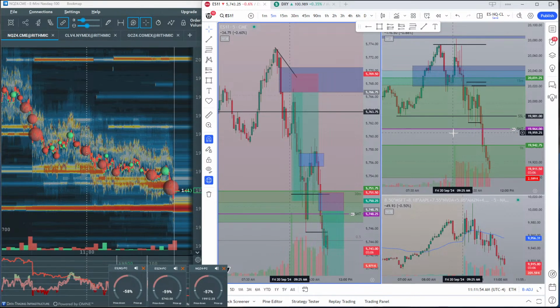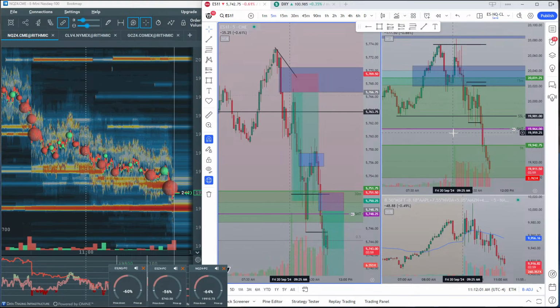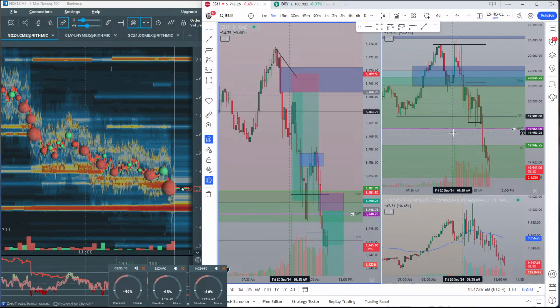So that's something, again, we're just running with statistics, running with probability. And that's just how we got to trade. Find our zones, find the probability, minimize your risk. That's it. Capitalize on your reward.